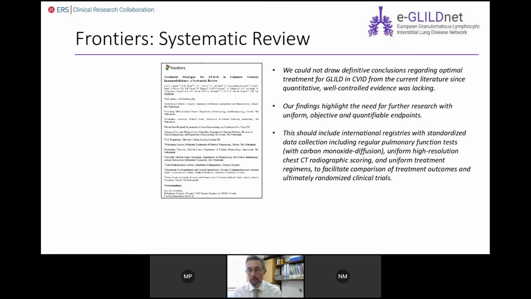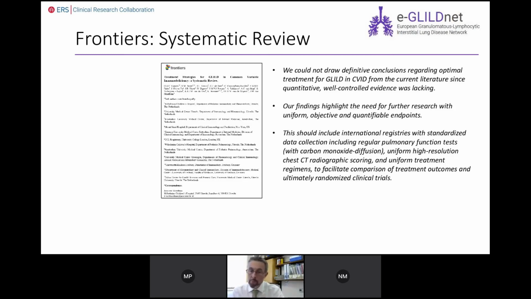So this is an area crying out for research, which is one of the things that GLILD Net wanted to do. In terms of treatment, also included in that recent Frontiers series is this very nice systematic review from Joris van Montfrans and colleagues, really for the first time bringing together all the available evidence to treat GLILD.